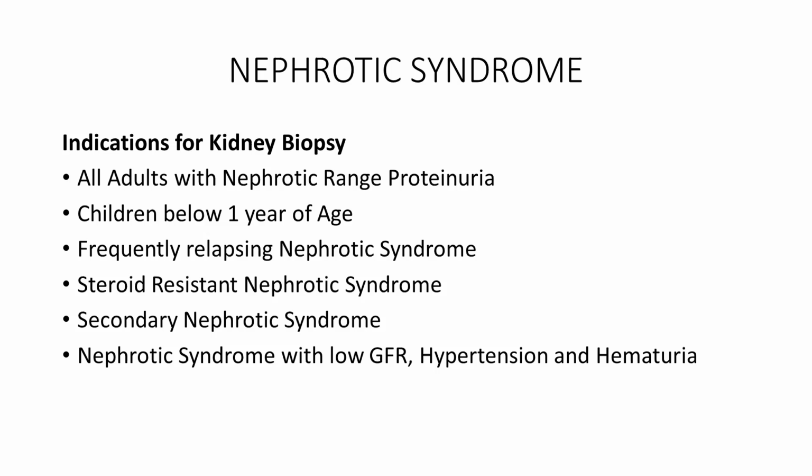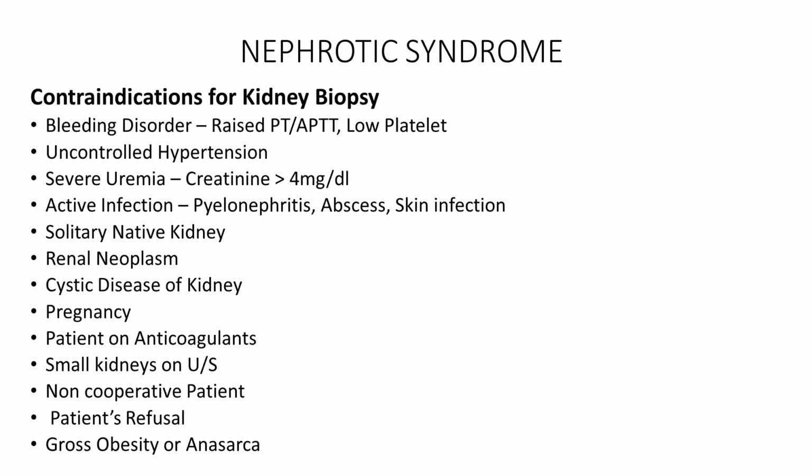Secondary causes of nephrotic syndrome, you usually do kidney biopsy. And in nephrotic syndrome with low GFR, it means the kidneys are already damaged. Patient has hypertension and has got hematuria. So you have to identify the basic pathology responsible for these features. And for that, kidney biopsy becomes necessary.